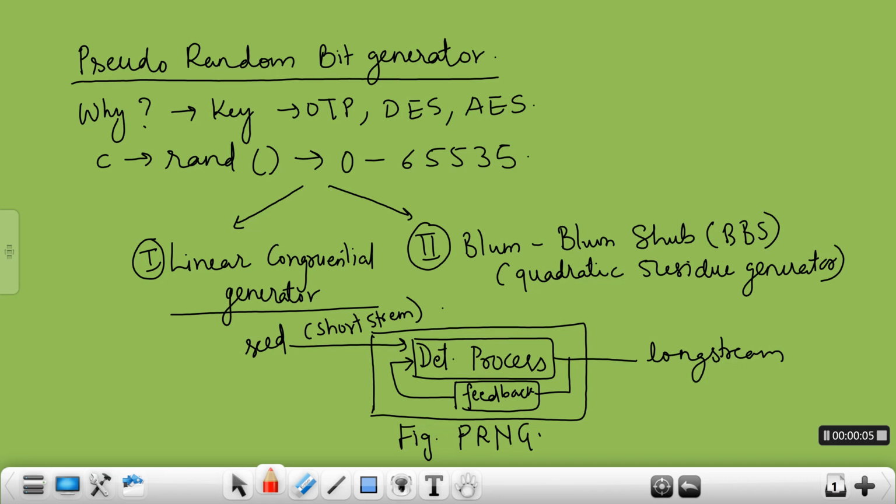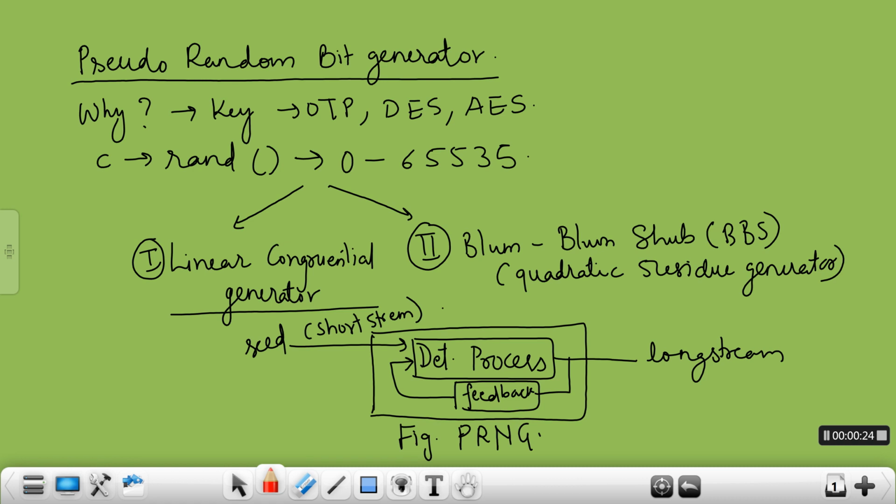In this session we are going to learn the last part of your unit 1 under your topic of cryptography. That topic is nothing but pseudo-random bit generator. Now we will go quickly through the basics of what is pseudo-random generation and why do we require it.